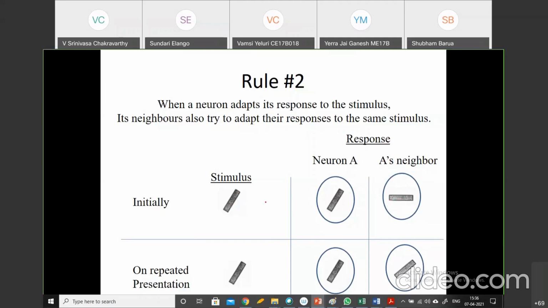Now, when you repeatedly present the stimulus with this 70-degree orientation to the brain, neuron A continues to respond to that orientation with a high response. Slowly, you will find that neuron B, which is a neighbor of neuron A, also adjusts its tuning to look like the tuning of neuron A. So it slowly moves away from its original tuning to the tuning of its neighbor, A. And why is it doing that? Because the input stimulus is close to the tuning of neuron A. So neuron A influences its neighbors also to adjust their tuning to that of itself.